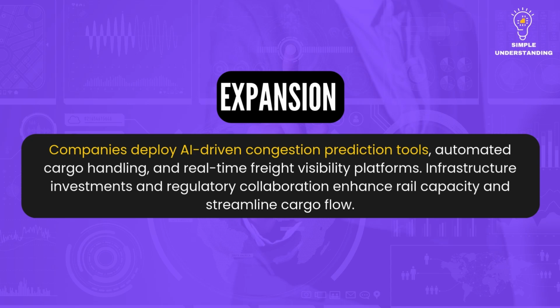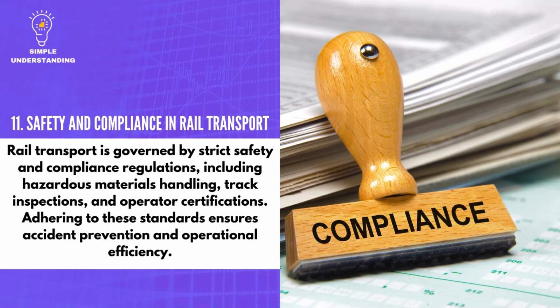Infrastructure investments and regulatory collaboration enhance rail capacity and streamline cargo flow. 11. Safety and compliance in rail transport. Explanation. Rail transport is governed by strict safety and compliance regulations, including hazardous materials handling, track inspections, and operator certifications. Adhering to these standards ensures accident prevention and operational efficiency.